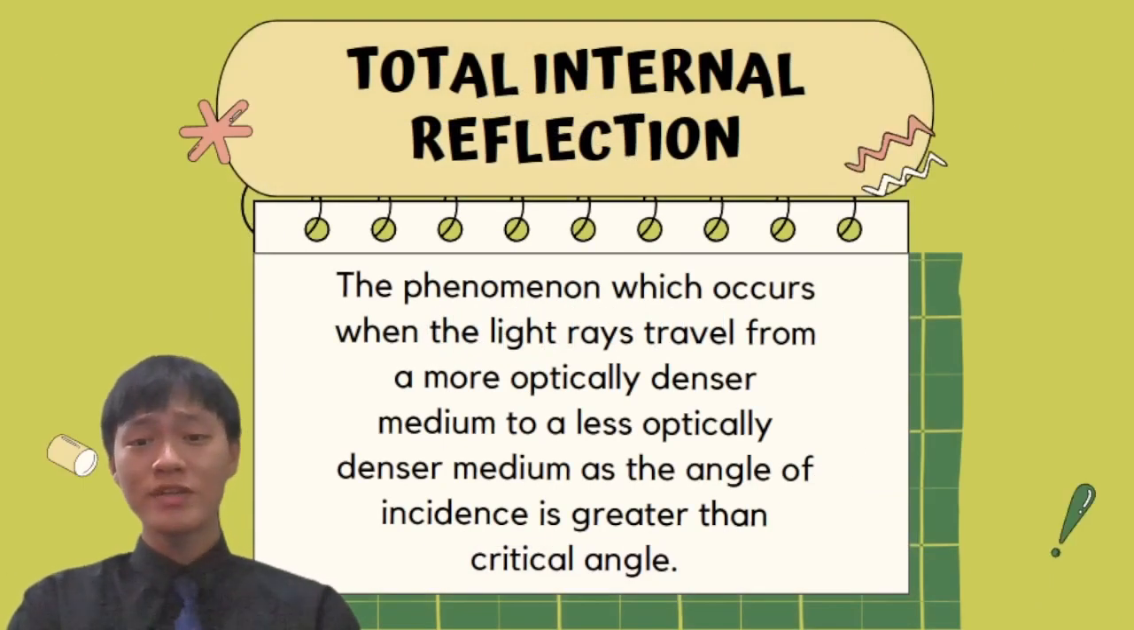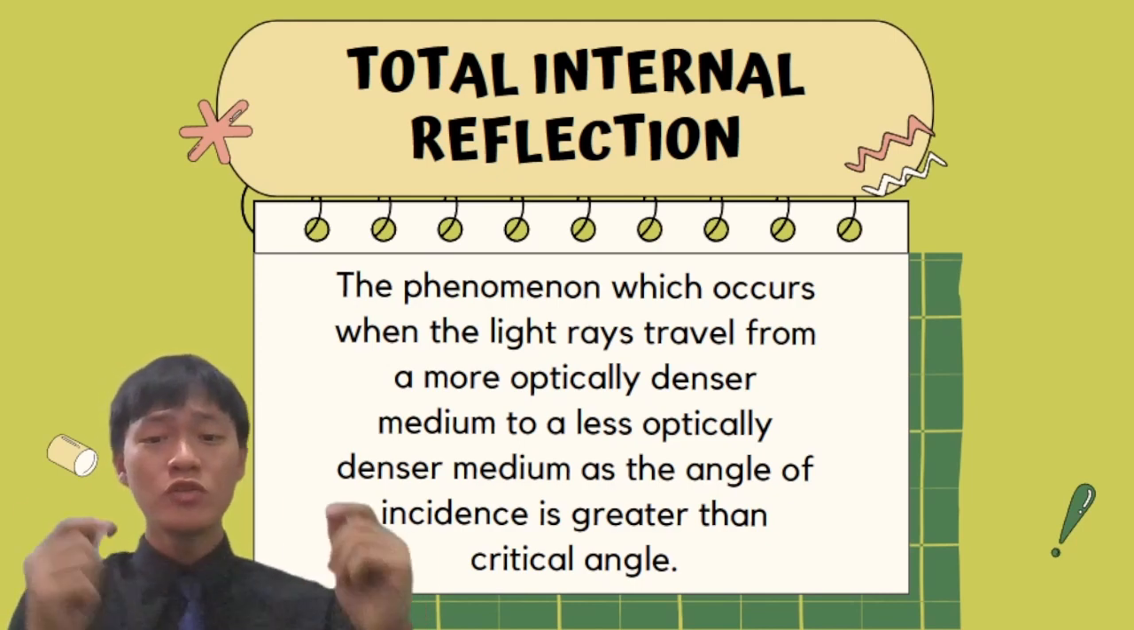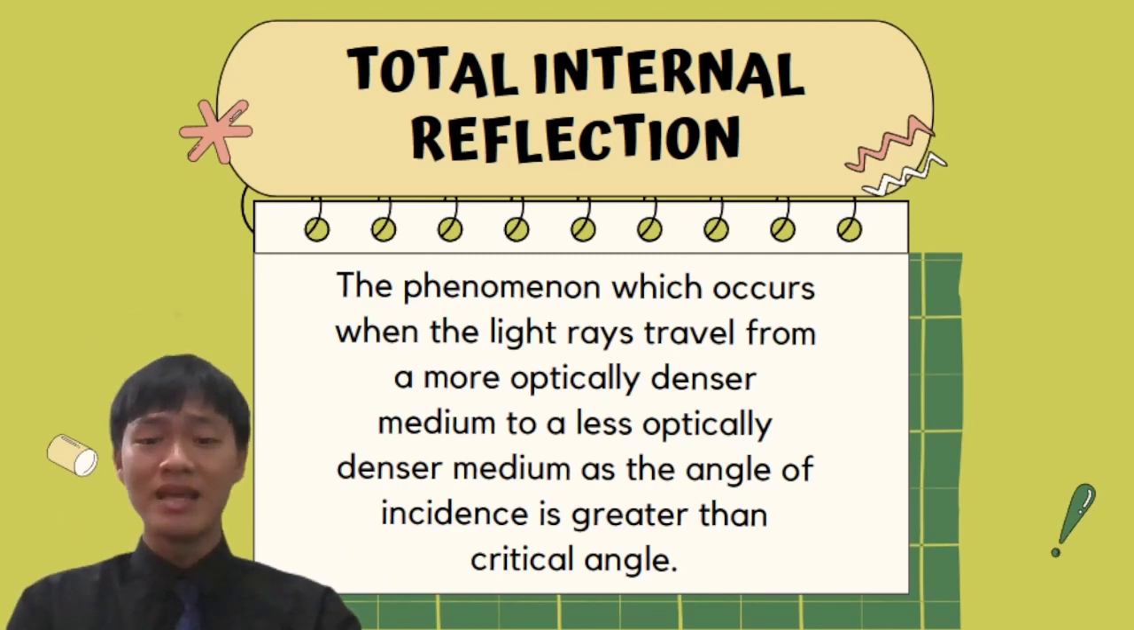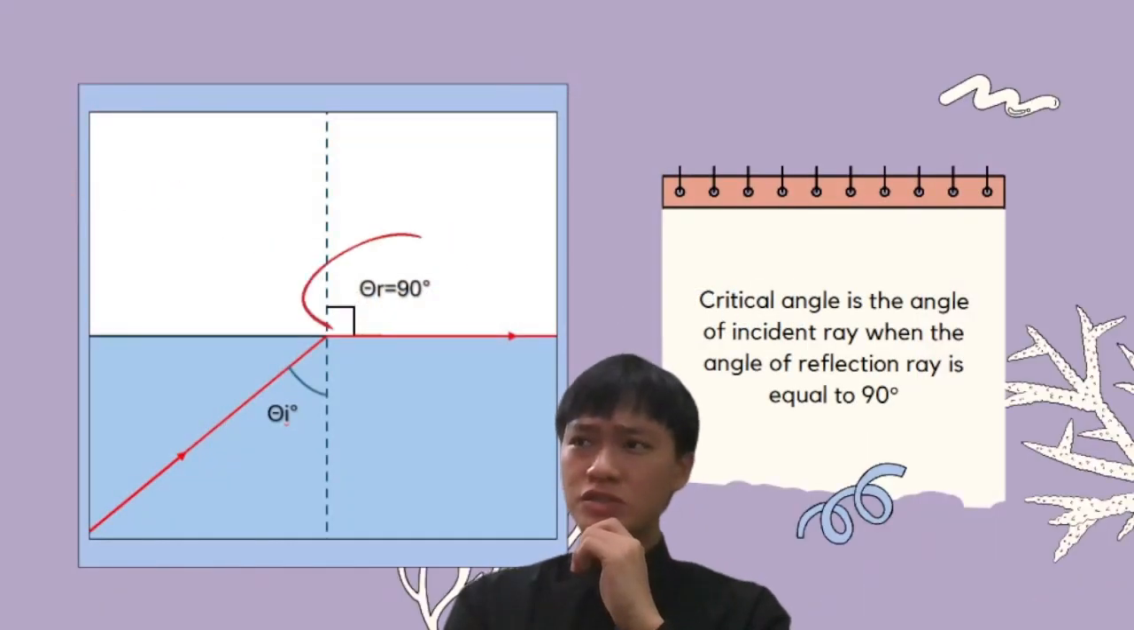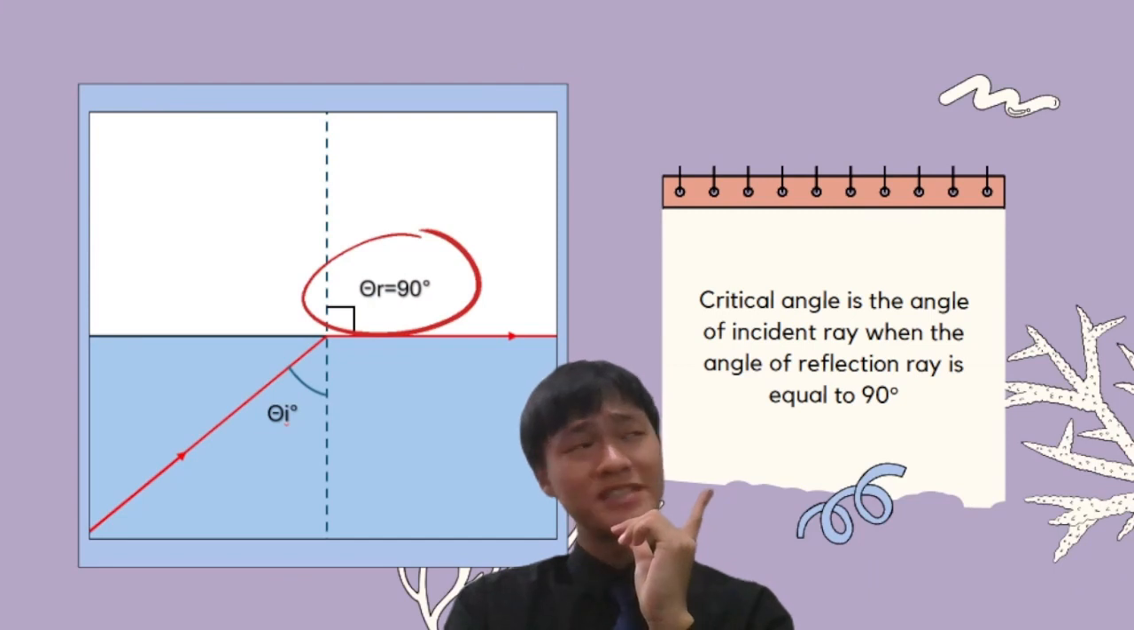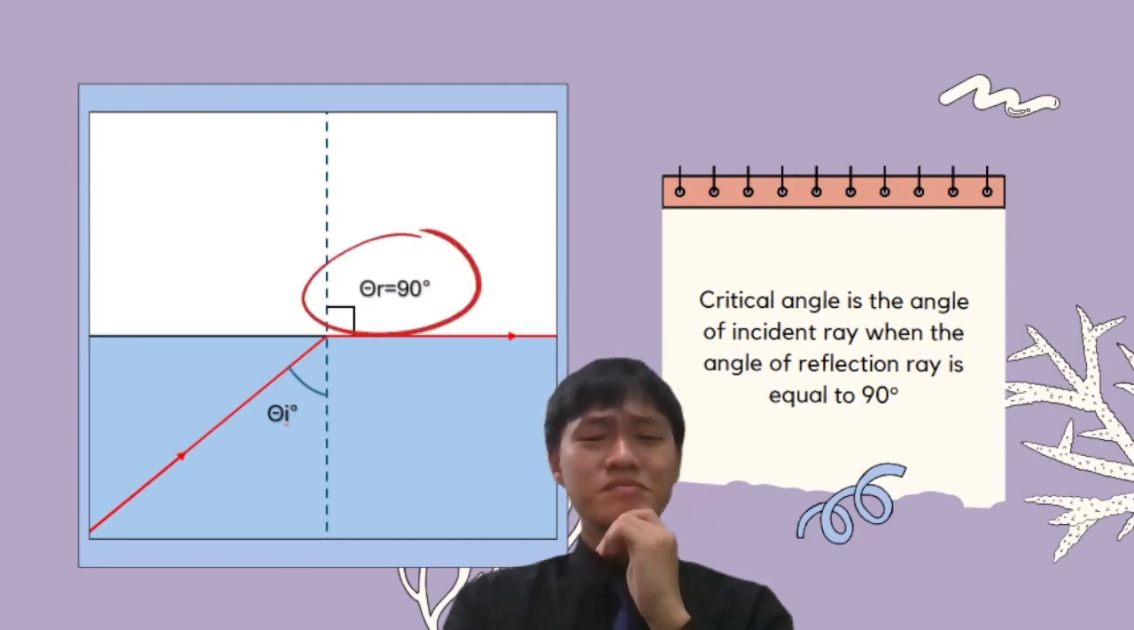So, what is total internal reflection? Total internal reflection is the phenomenon which occurs when light rays travel from a more optically dense medium to a less optically dense medium, and the angle of incidence is greater than the critical angle. So does this relate to the situation just now?